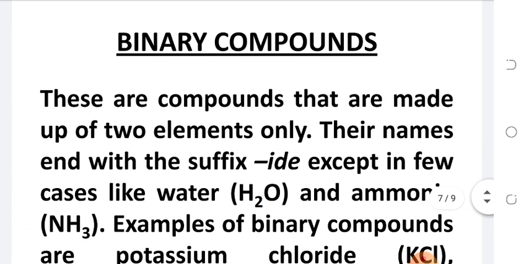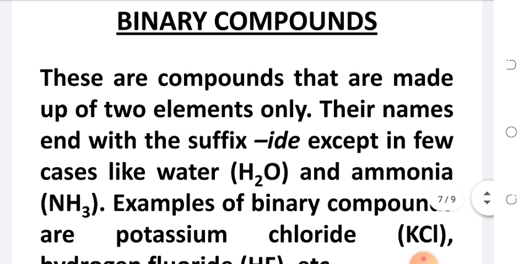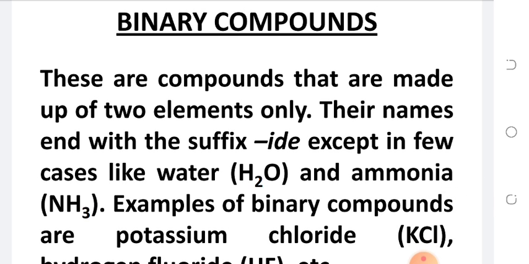Now let's move on to another subtopic under the system of naming compounds. We call it binary compounds. What are binary compounds? Binary means two. It has to do with two. So these are simply compounds that have just two elements in them. They are compounds that are made up of only two elements. Their names always end with the suffix "ide."